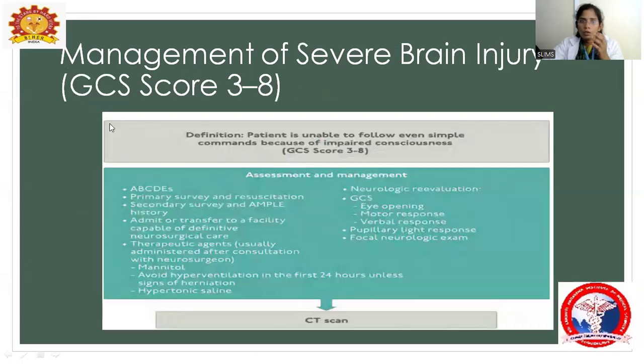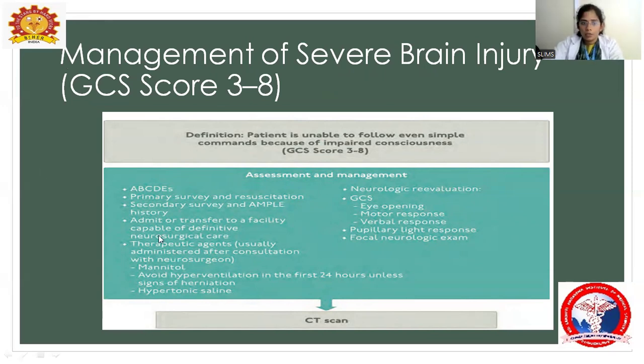Okay. So, management of severe brain injury. What is severe brain injury? A GCS between 3 to 8 is called severe brain injury. So, what is the definition? The patient is unable to follow even simple commands because of impaired consciousness. That is, GCS is between 3 to 8. So, how will you assess and manage? First, ABCDE. That is the primary survey.